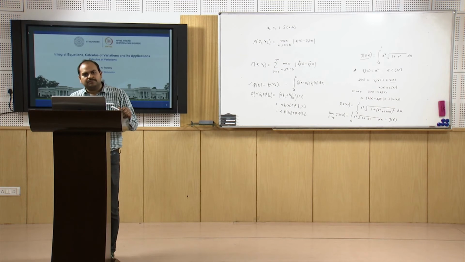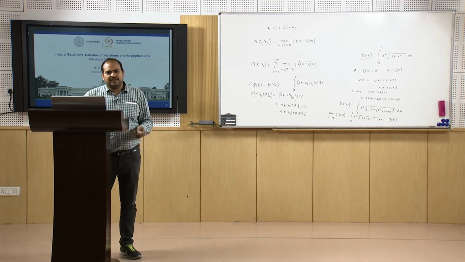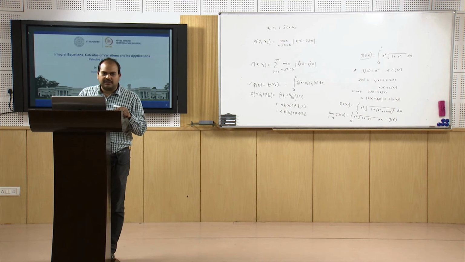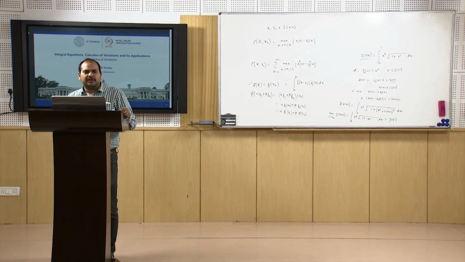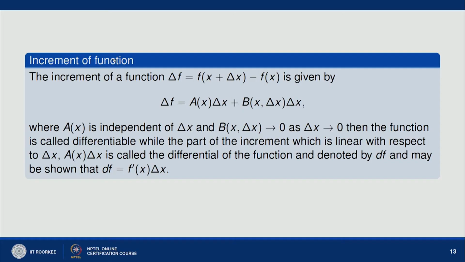So now let us recall the concept of the increment of a function, and with the help of this we can define the increment in terms of a functional also, and that is known as variation. So the increment of a function is defined as the change in the function value when there is a small change in the argument of the function. Here delta f is defined as f of x plus delta x minus f of x. So here your argument is changed by a small difference, that is delta of x.